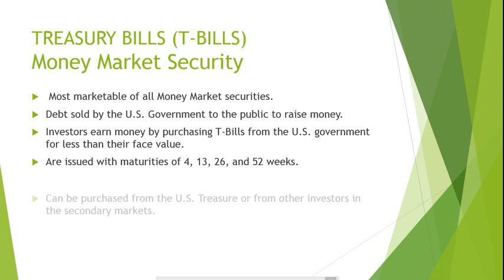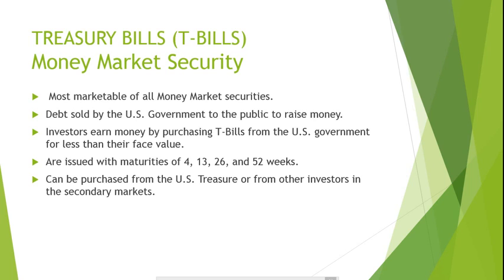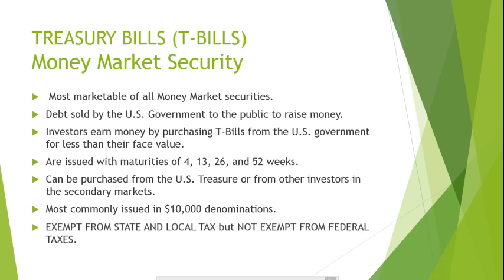T-bills can be purchased from the U.S. Treasury or in the secondary markets from a dealer of government securities. Treasury bills are highly liquid because they can easily be converted to cash and the transaction costs are low. T-bills sell for denominations as low as $100, although they are most commonly sold in $10,000 denominations. The income earned on T-bills is exempt from state and local taxes. However, they are not exempt from federal taxes.